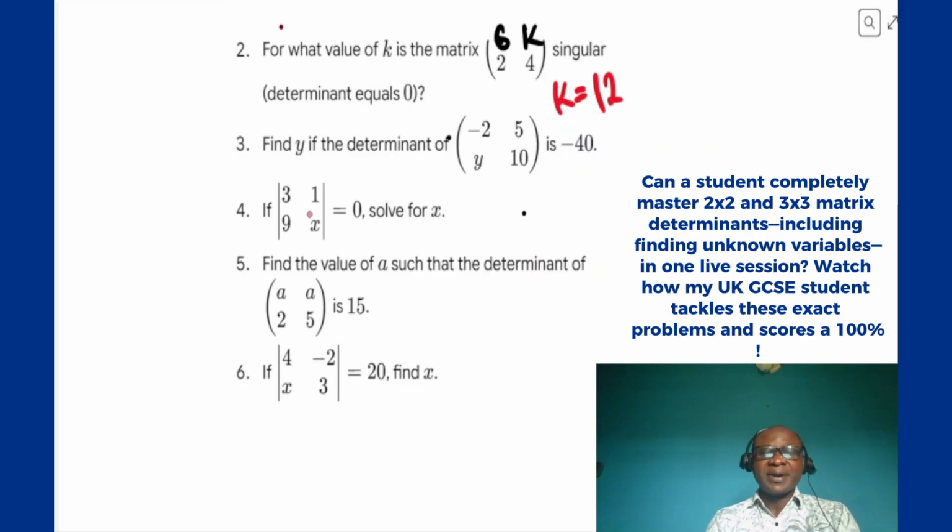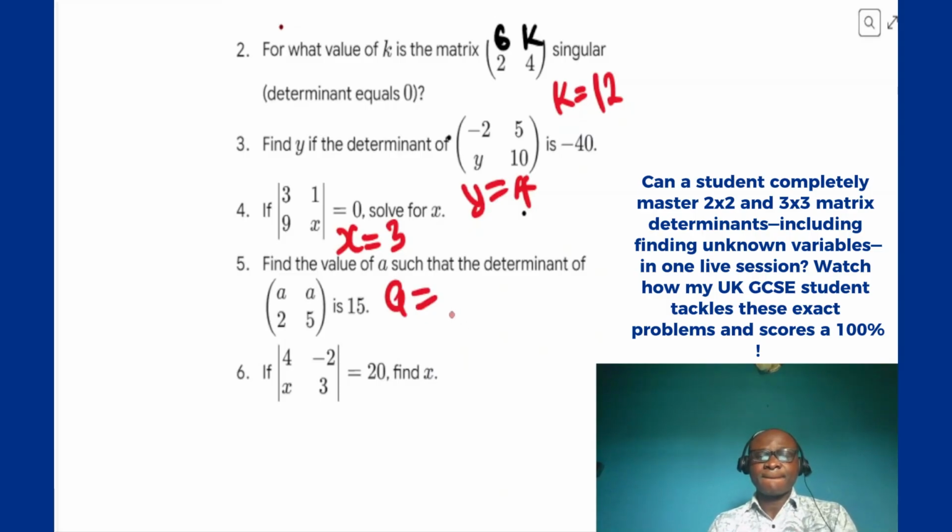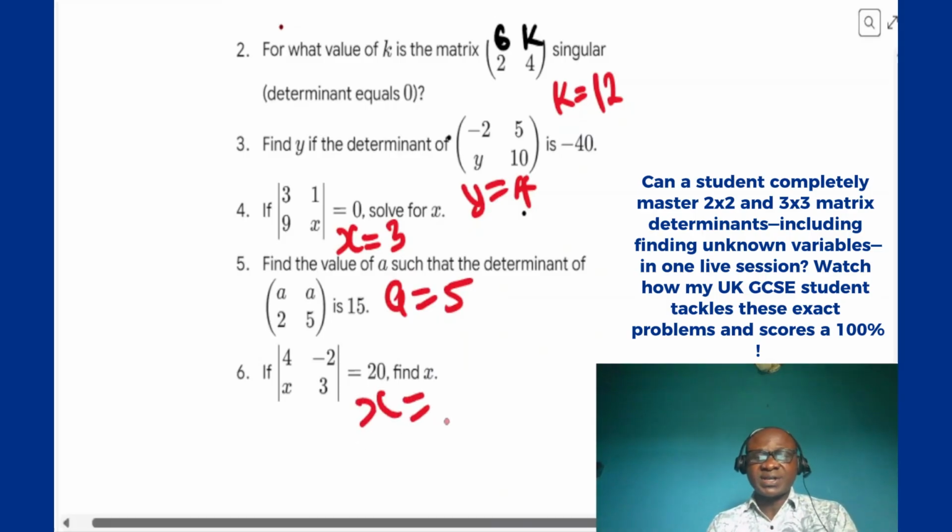12. And your number 3. What is the value of y in number 3? 4. Yes. Then number 4. What is the value of x? 3. In number 5, what is the value of a? 5. In number 6, what is the value of x? 4. Okay.